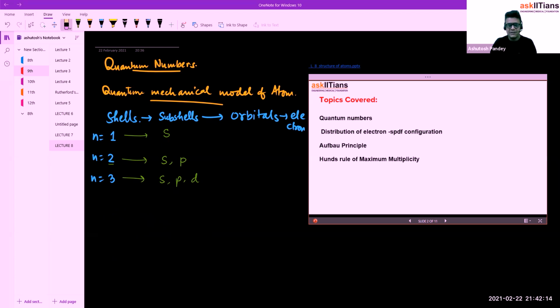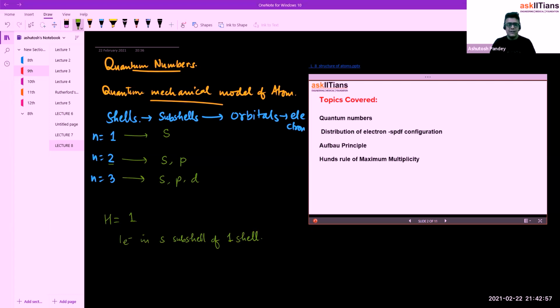Now let's see this with some example. Let's take hydrogen first. Hydrogen has one electron only, in the first orbit. So it means that hydrogen has one electron in the s subshell of the first shell.